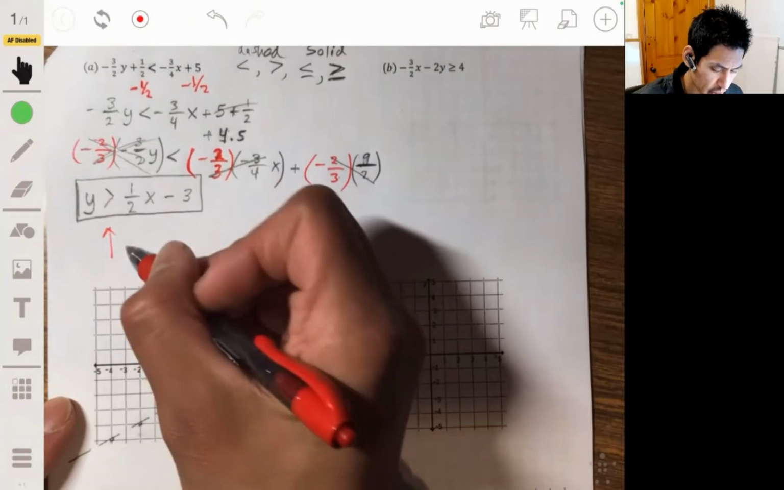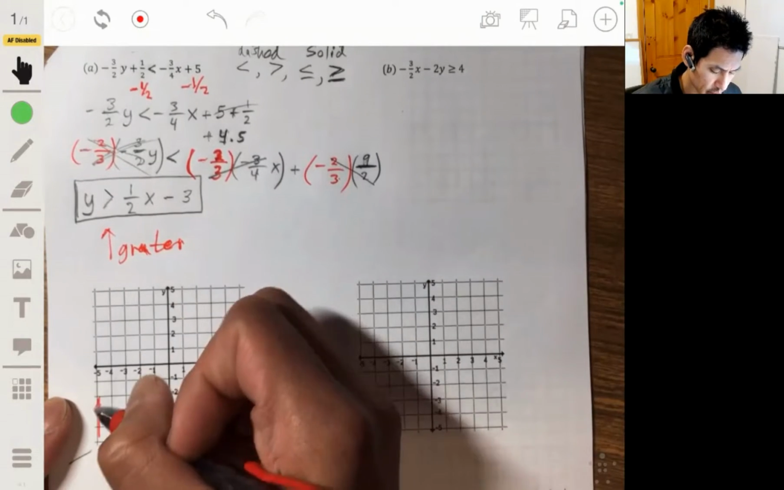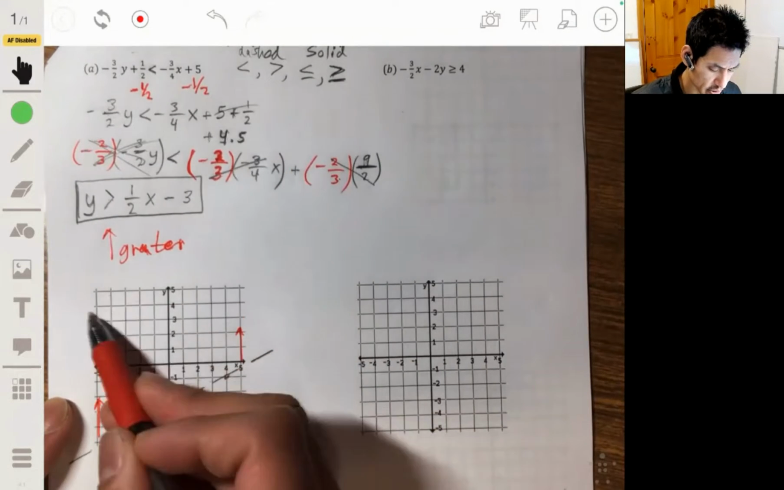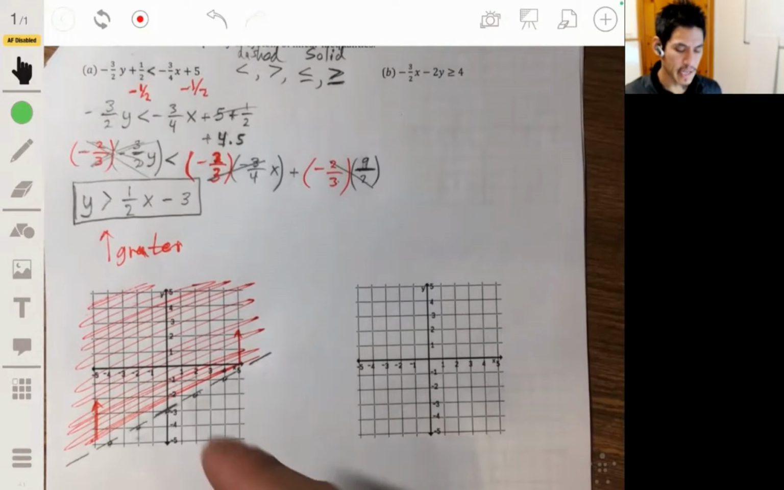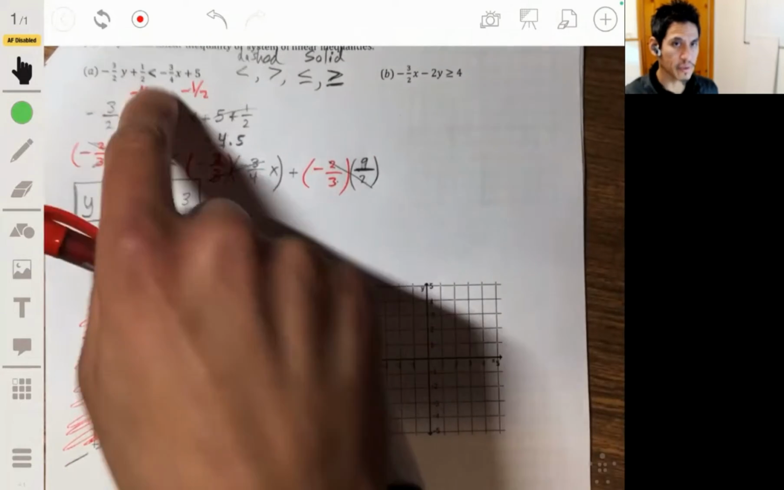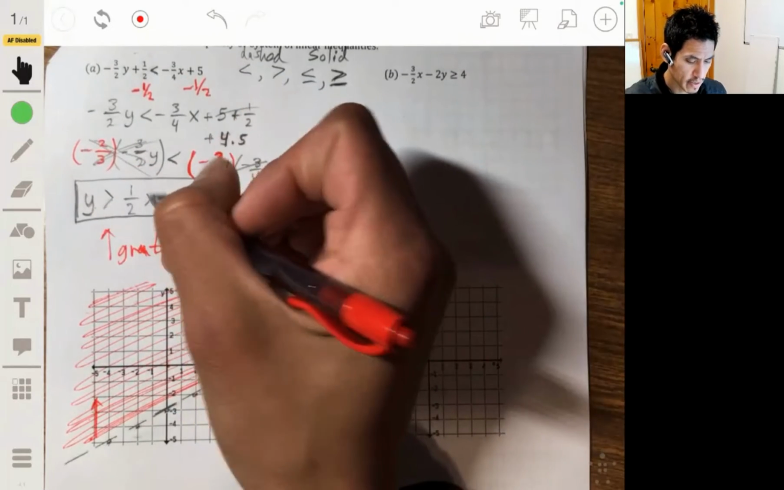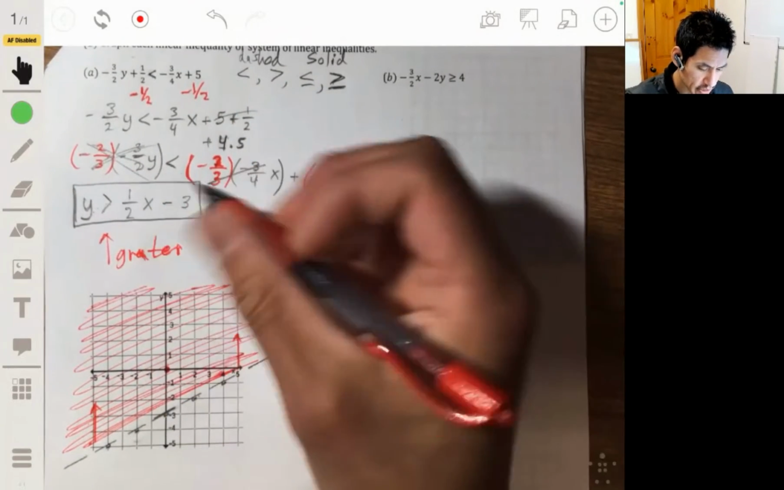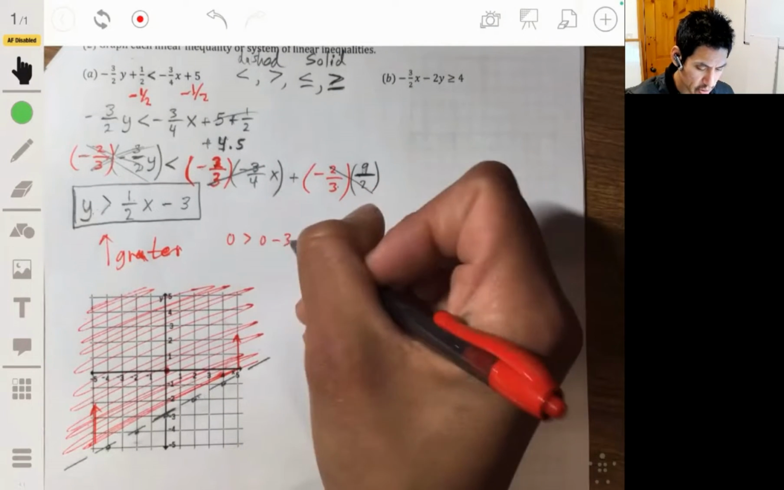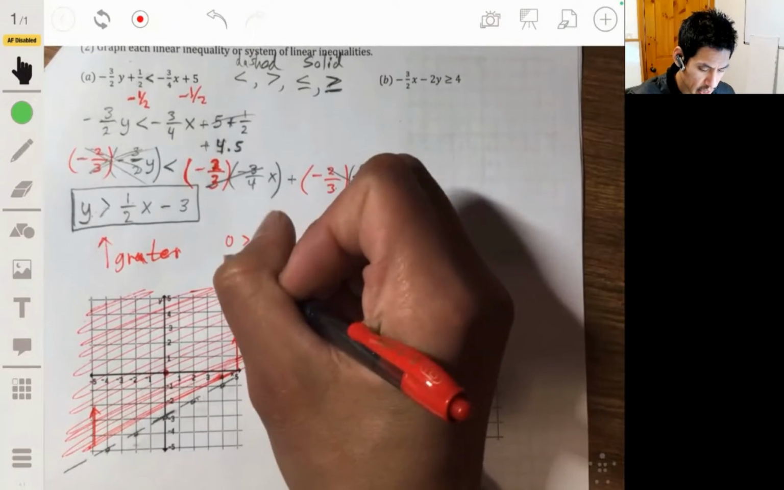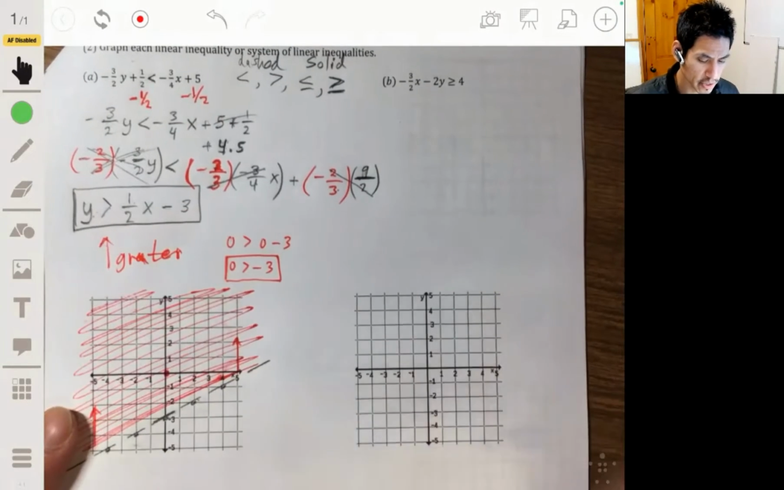So greater than, we're talking about above, because the y values become greater or larger above this line. So our solution is all of this region. Any point in here will make the inequality true. I could plug in 0, 0, and I would get 0 is greater than 1/2 times 0 minus 3. And we get 0 is greater than -3, and that's correct. Any point in here will make a true inequality.